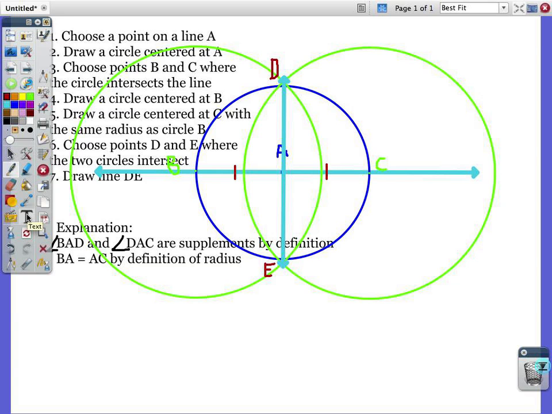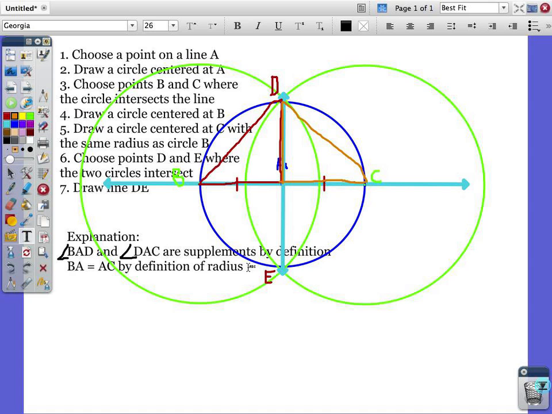Here's this triangle, and here is this triangle. We've already said something about being supplements. I thought we were just trying to get a right angle. I didn't know we were drawing triangles too. Well, we have to prove that the angle is a right angle.